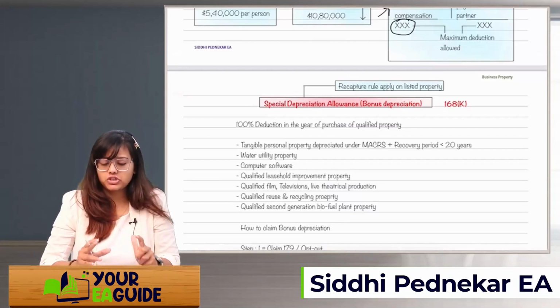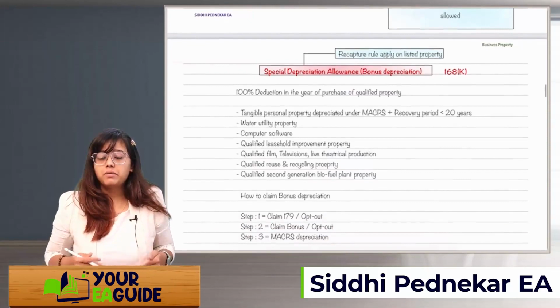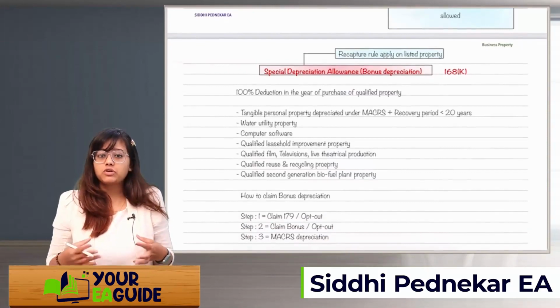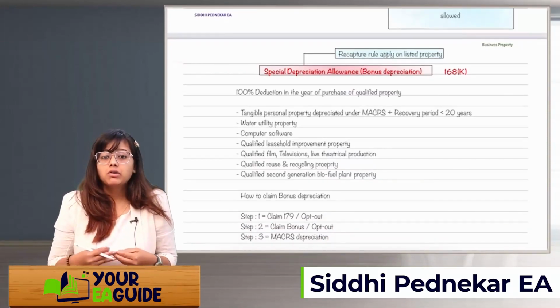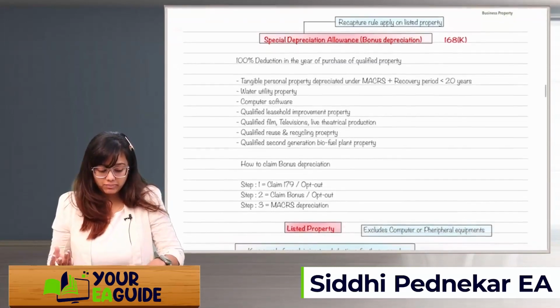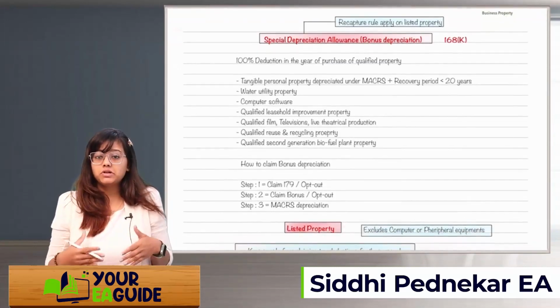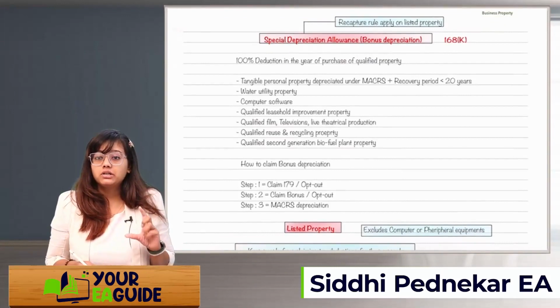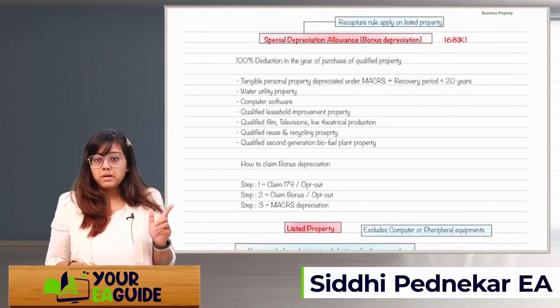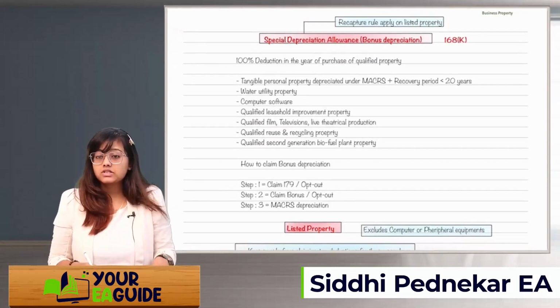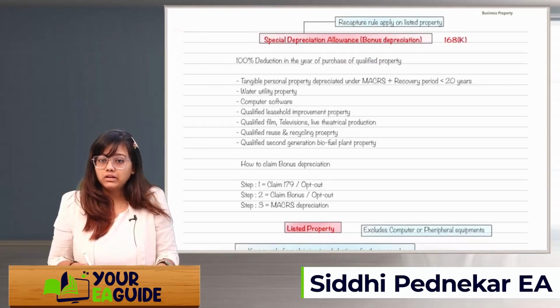But in case of special depreciation, you can take 100% bonus depreciation on the purchase of a qualified property, right? Now, what do you mean by qualified property? Qualified property is tangible personal property, which is depreciated under the MACRS method. Plus, the recovery period is up to 20 years.